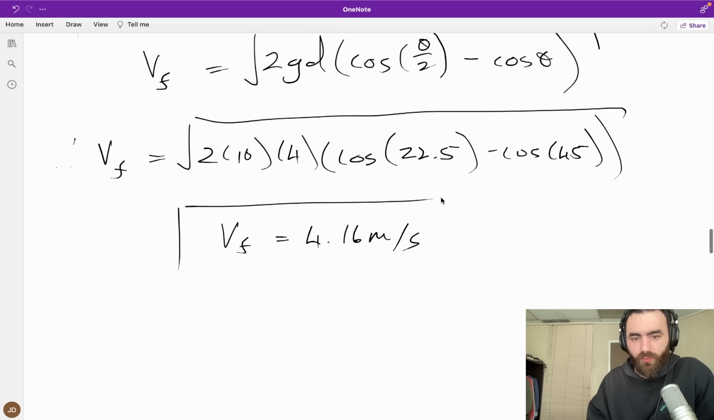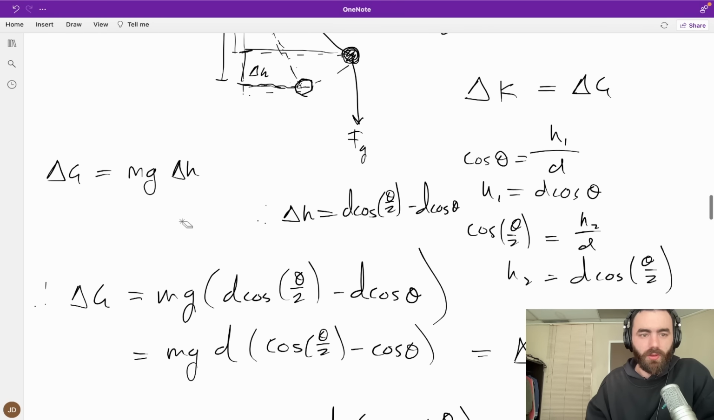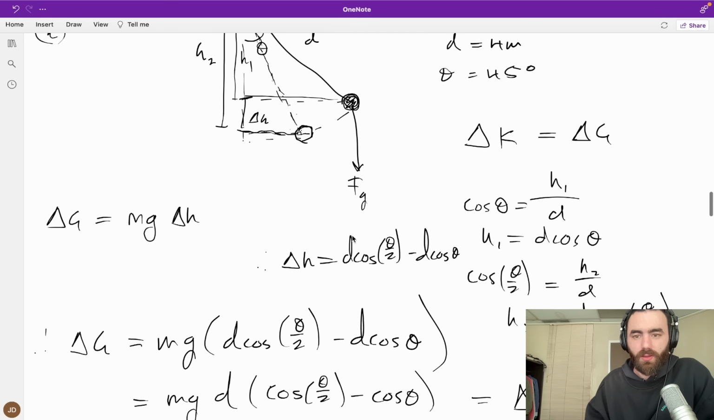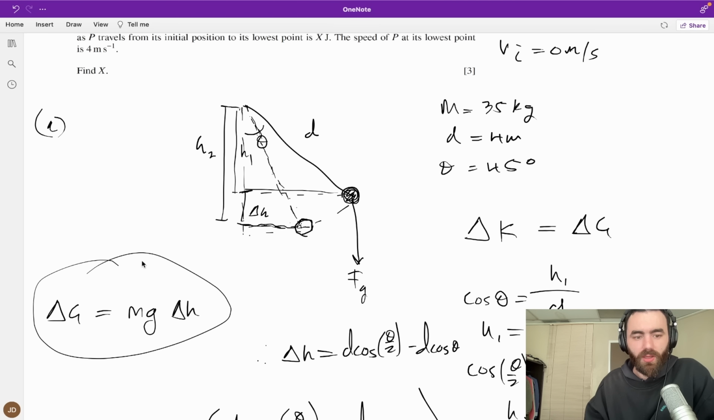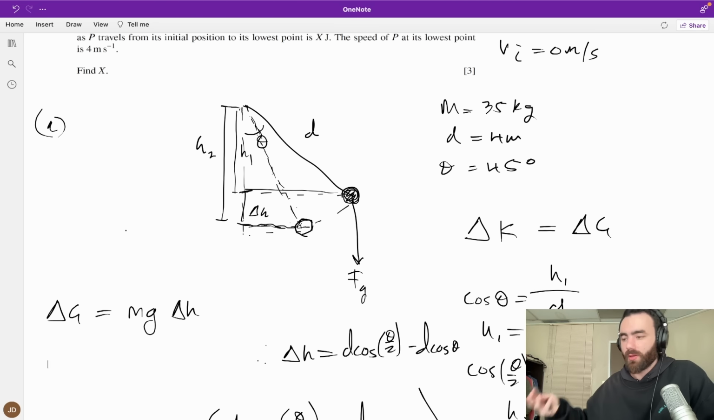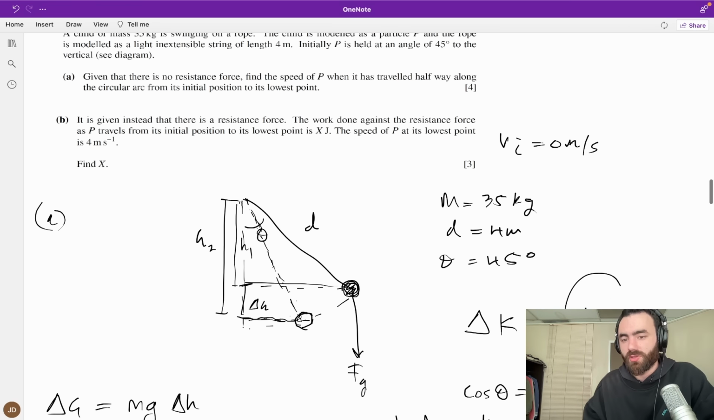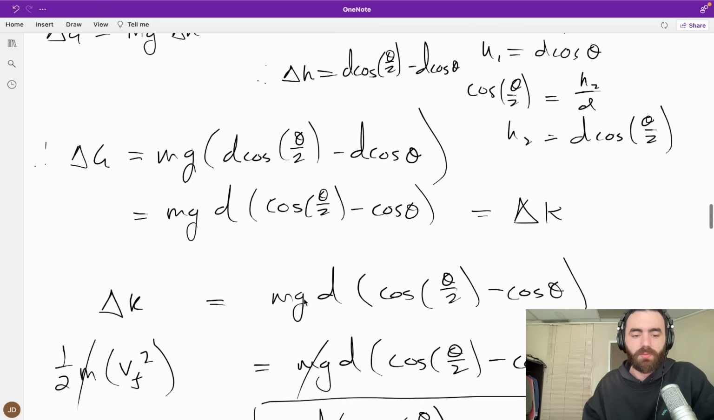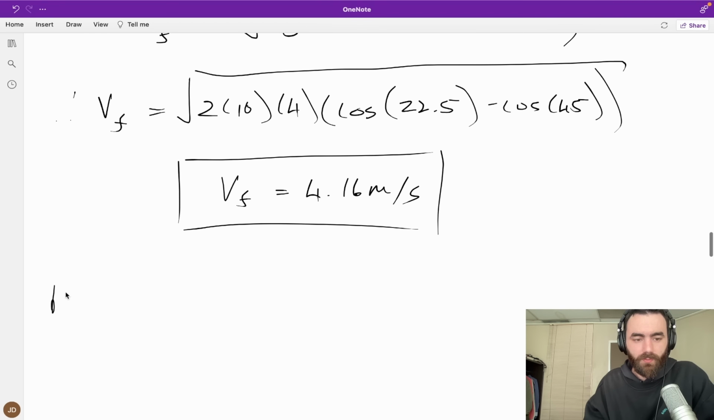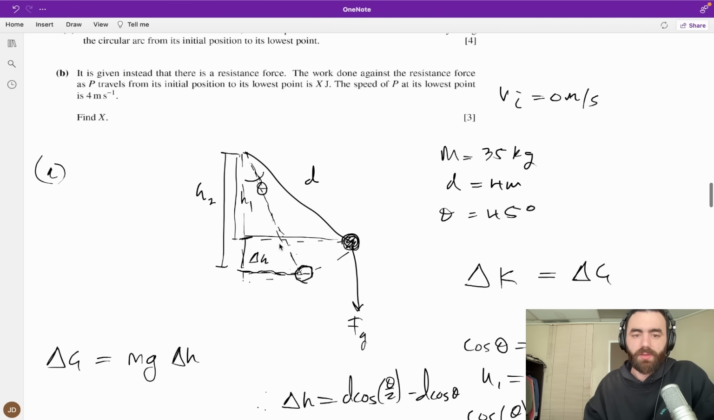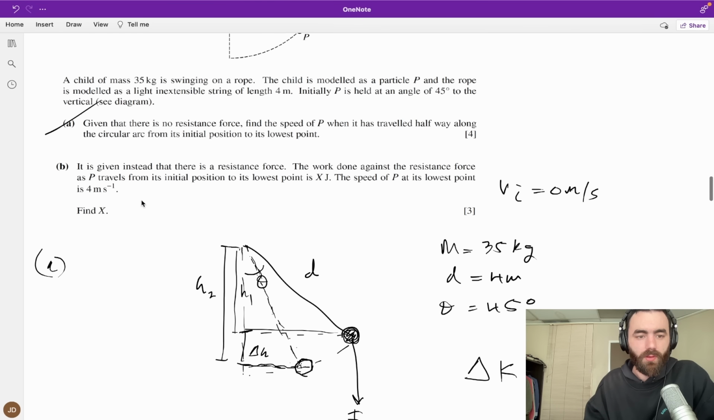So the reason I'm putting this one in, and I've got part B as well, is because here we're thinking about it as all the gravitational potential energy changing into kinetic energy. So we find its changing gravitational potential energy. That's because in this scenario, it was actually hard to use the work energy equation.